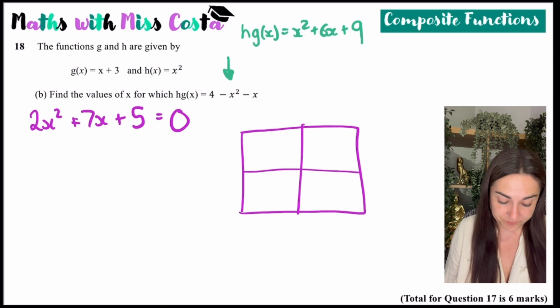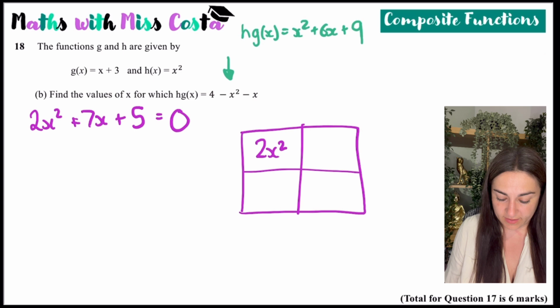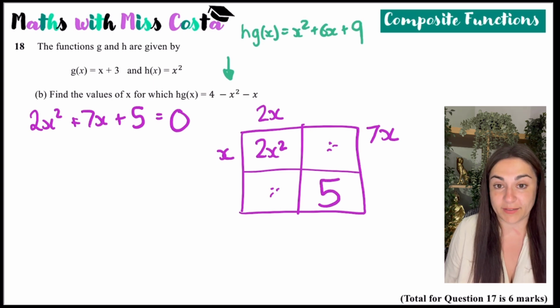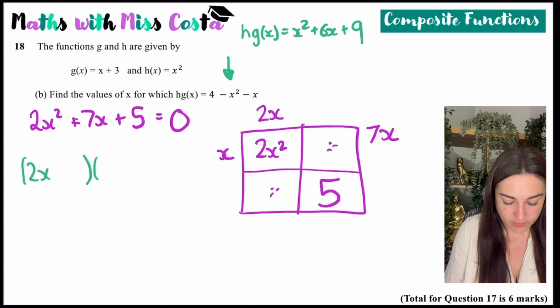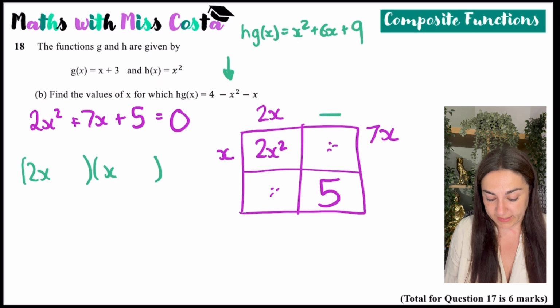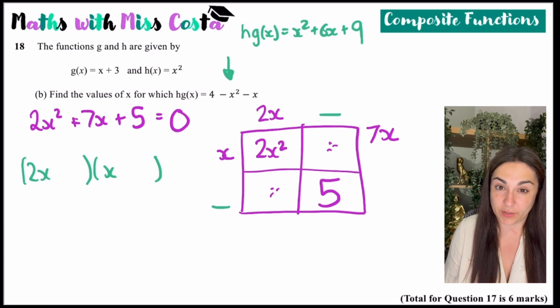So what does this mean? 2x squared is what I'd have in here. Okay, so 2x squared is over here. It means that I need to have 2x times x to make 2x squared. These two are going to need to sum to 7x. And then this quadrant is going to need to be 5. So I know that one of my brackets is going to be 2x. The other is going to be x. And then I know that one of these numbers has to be 5 and the other has to be 1 because they're the only ways that you can make 5.